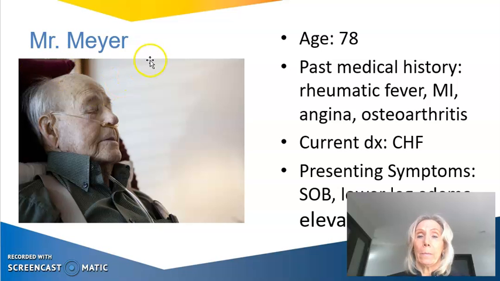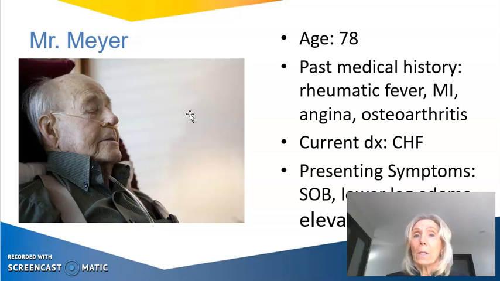So here's my patient. This is Mr. Meyer, and Mr. Meyer is 78 years old. He has a past medical history of rheumatic heart disease. He's had a past myocardial infarction. He suffers from intermittent angina. He basically is dealing right now with congestive heart failure, and he's going to be taking the drug furosemide to address his congestive heart failure.